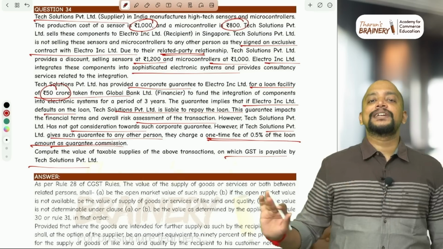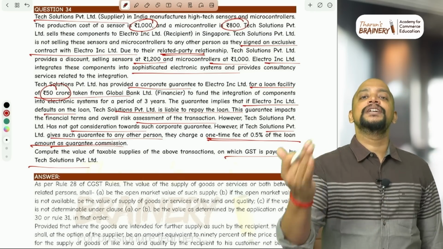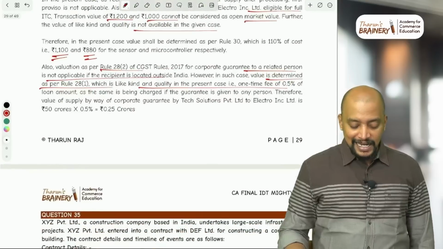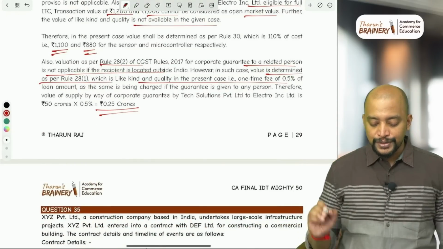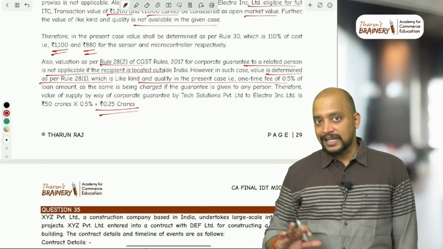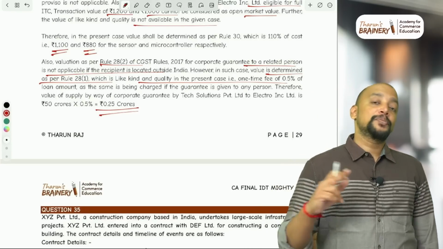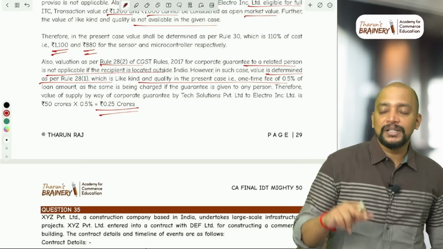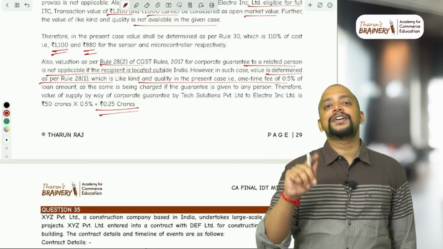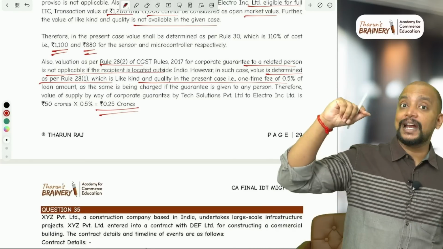But when it is rule 28 sub rule 1, very simple. How much usually they charge? So that will be taken as the like kind and quality. So 0.25 crores will be taken as the answer in this case. Okay, so this point may also be tested in this case, because valuation under corporate guarantee, rule 28 sub rule 2, is applicable only if the recipient is located in India.